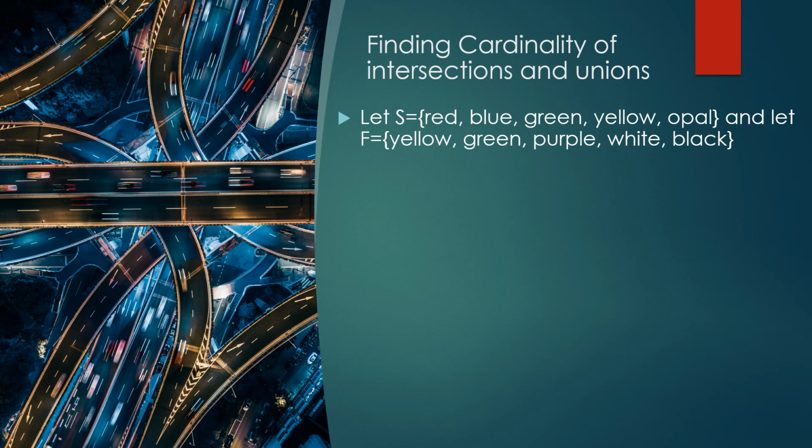So now let's find the cardinality of intersections and unions. Let's suppose we have S is red, blue, green, yellow, opal, and the set F is yellow, green, purple, white, black. Let's suppose we want to find the intersection of S and F. What elements do they have in common? They both share yellow and green.